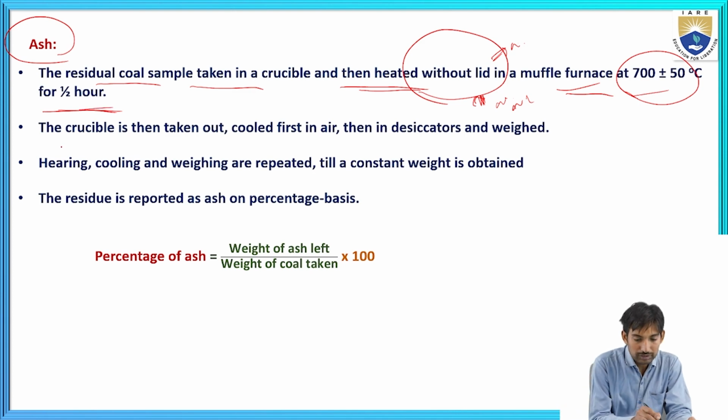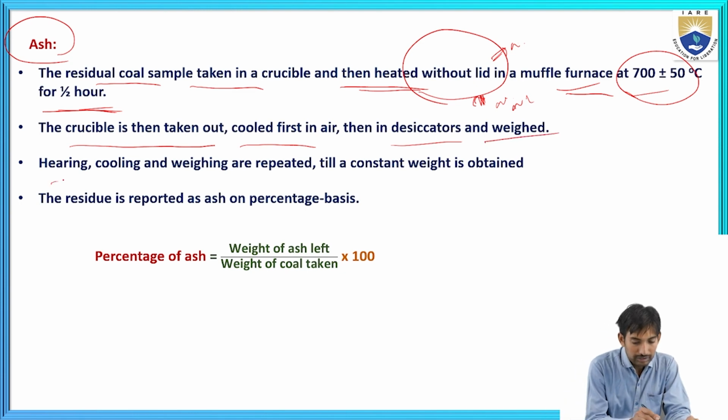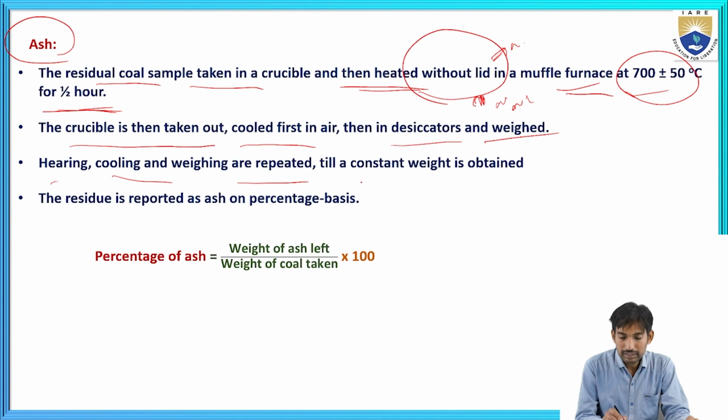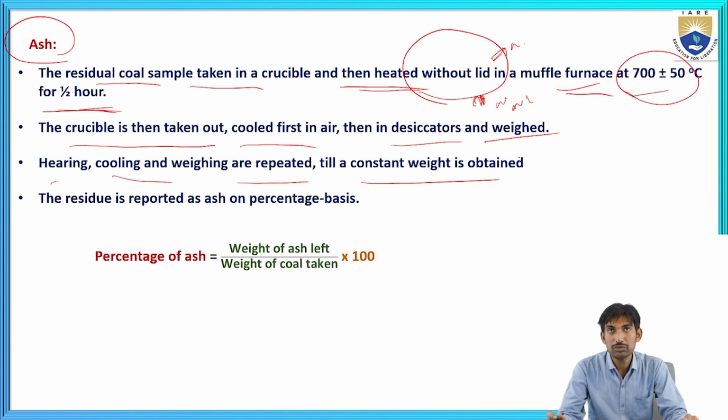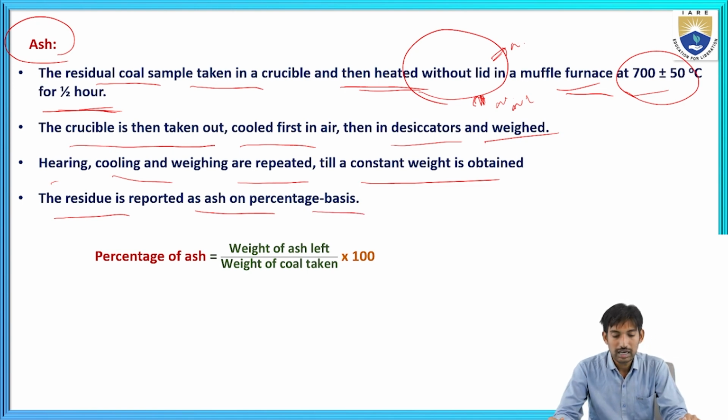The crucible is then taken out, cooled first in air, then kept in a desiccator, and the weight of that crucible is taken. Heating, cooling and weighing are repeated till a constant weight is obtained. To get the constant weight, we have to repeat this 2-3 times. The residue is reported as ash on a percentage basis.